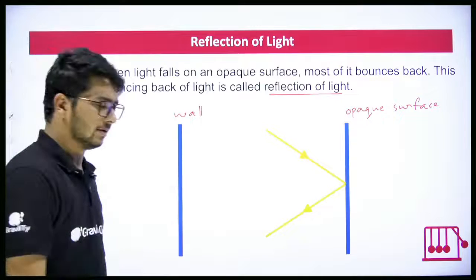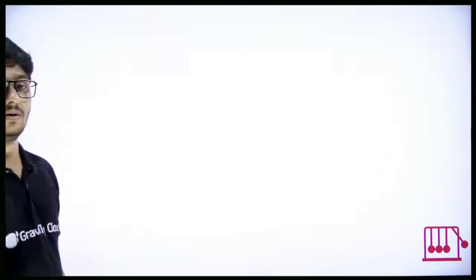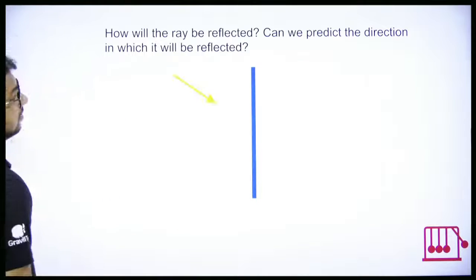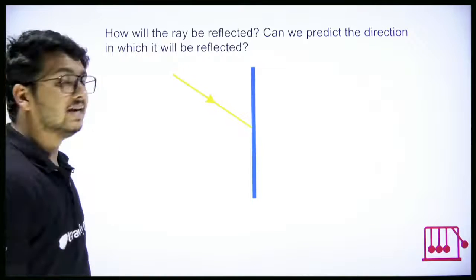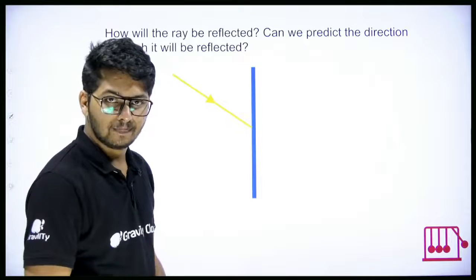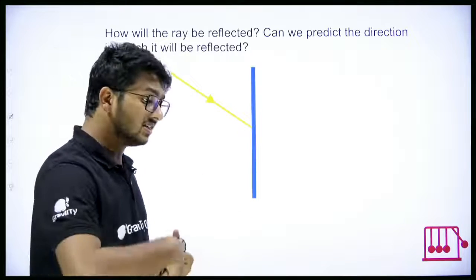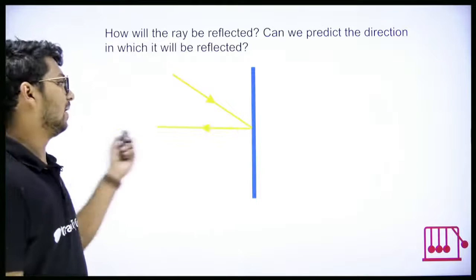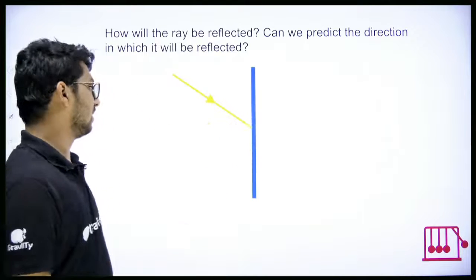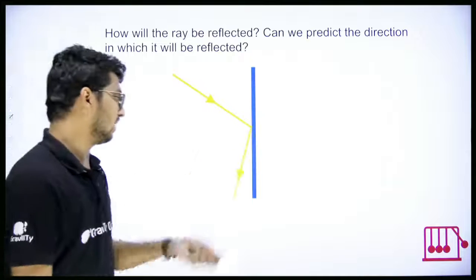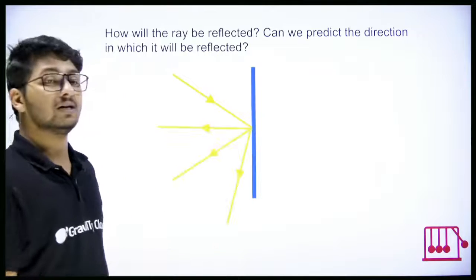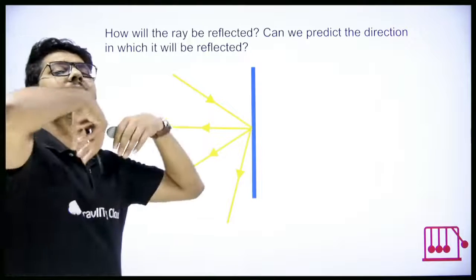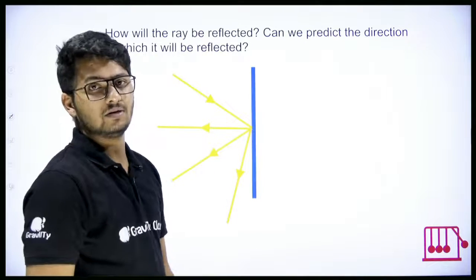Simple enough. Okay. Now, here let's say again we'll take an opaque surface. There is a light ray incident or falling on it. Now it bounces back. The question is, in which direction will it bounce back? It can bounce back in this direction, it can bounce back in this direction, it can bounce back in this direction, right? So among these three, which direction will it be, or will it be any other direction?